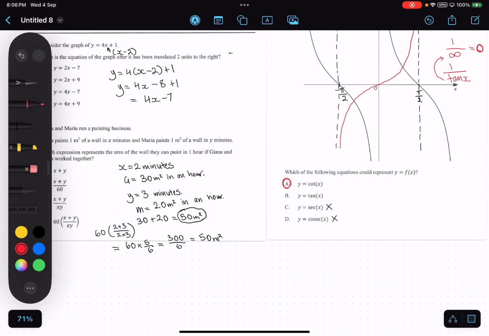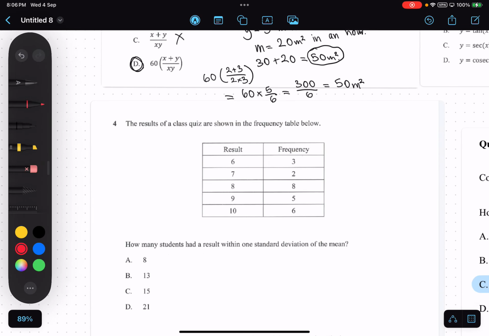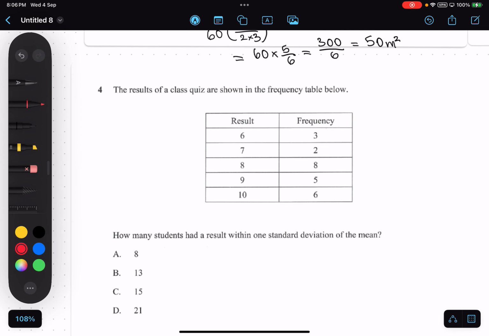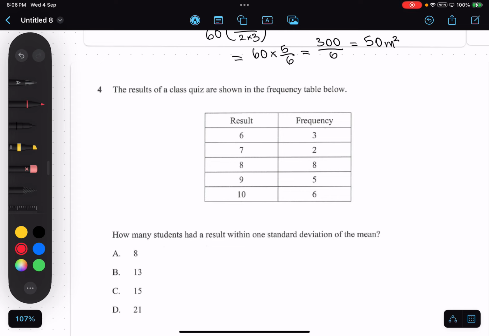Alright? Question 4. It says, the results of a class quiz are shown in the frequency table below. How many students had a result within 1 standard deviation of the mean? Alright, so this is just calculator work, honestly. So I'm just going to get my calculator out. And you can do the same as well. You can do it with me. Give me a minute.